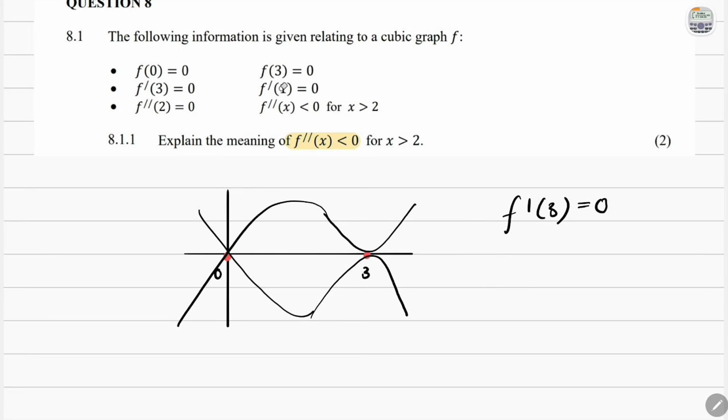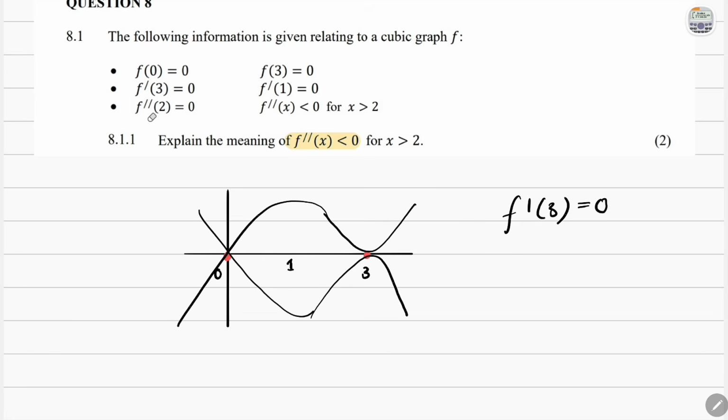And then they say f prime of 1 is equal to 0. So we have another turning point at 1. Still doesn't really change that. It still could be either of these, because f prime of 1 means you could have another turning point there that is a local maximum, or another turning point that is a local minimum.